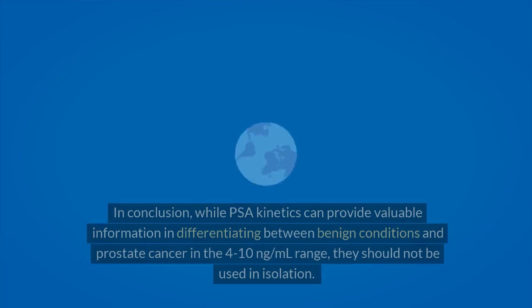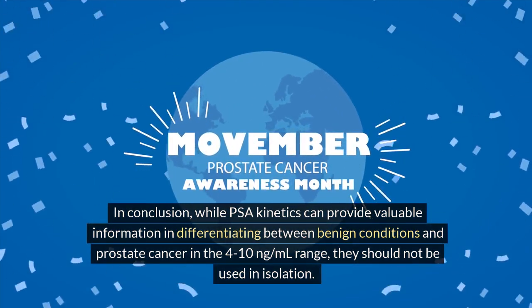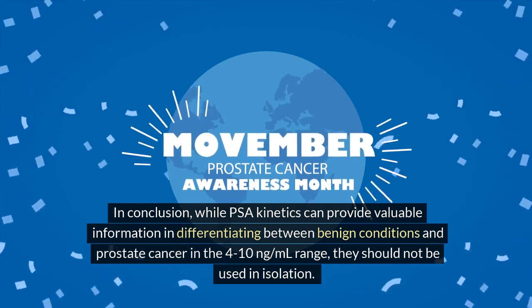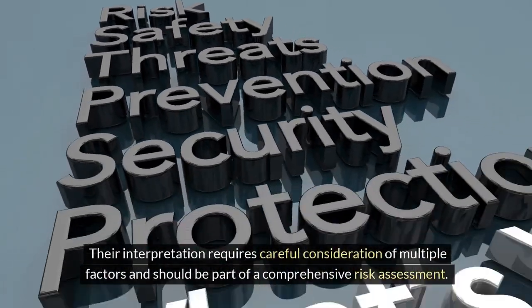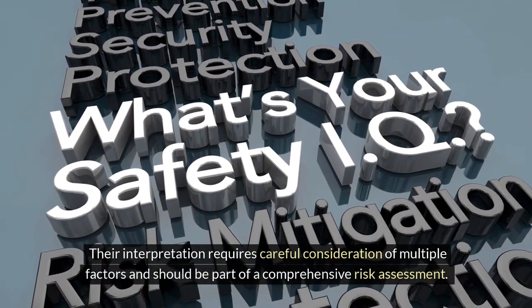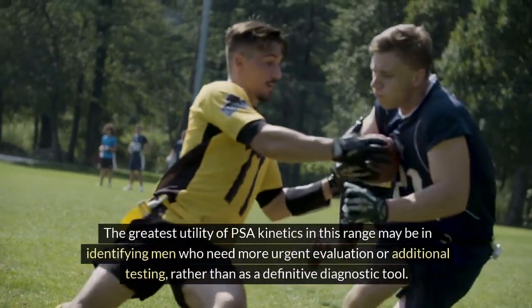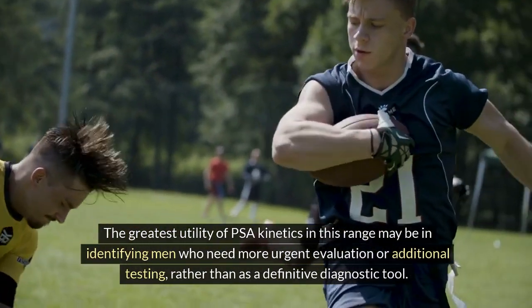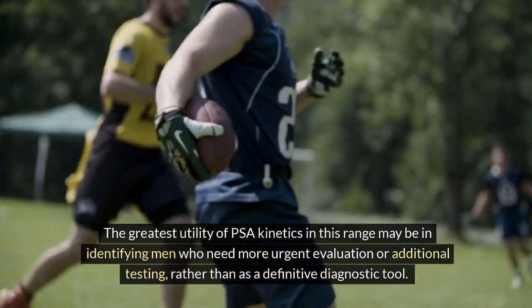In conclusion, while PSA kinetics can provide valuable information in differentiating between benign conditions and prostate cancer in the 4-10 nanograms per milliliter range, they should not be used in isolation. Their interpretation requires careful consideration of multiple factors and should be part of a comprehensive risk assessment. The greatest utility of PSA kinetics in this range may be in identifying men who need more urgent evaluation or additional testing, rather than as a definitive diagnostic tool.